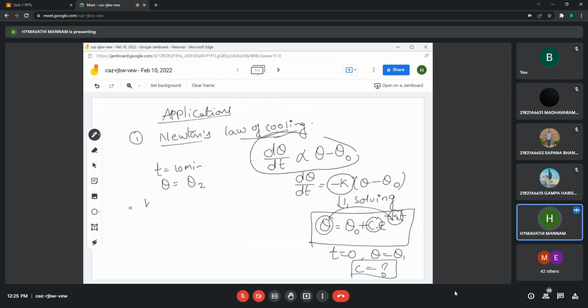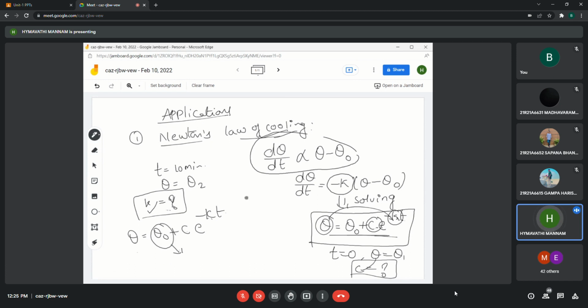So you will get the k value. After getting it, substitute this k value and c value in this function: theta is equal to theta naught plus c, and e power minus k value. Then the equation is in terms of theta and t. We already know the theta naught value, which is given in the question. Theta naught is the temperature of the surrounding medium, the air.